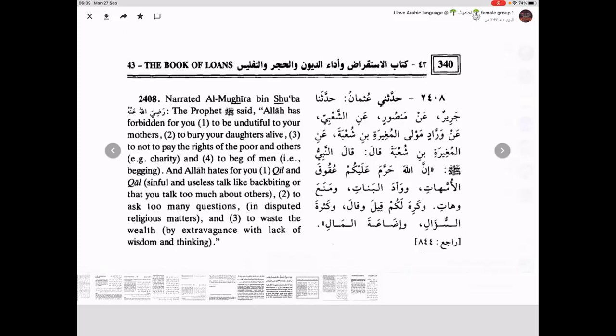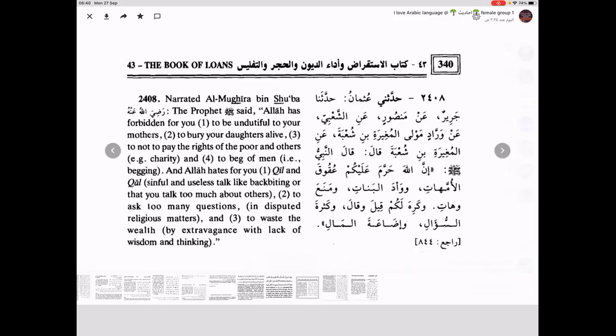Did you want me to read the Arabic as well? So what did you learn in this hadith? No need to learn Arabic. That Allah has forbidden us to be undutiful to mothers. What is undutiful? Not to fulfill their rights. Okay, and to obey your parents in all that's halal, and to talk to them kindly and with respect. I think you both don't have any mother at the moment, am I right? Okay, then the next, what is the next point?